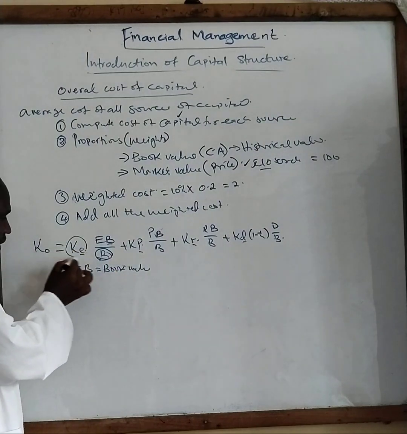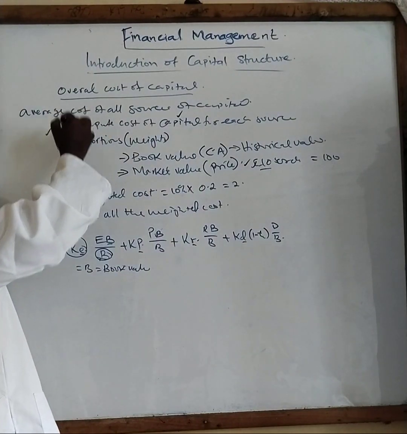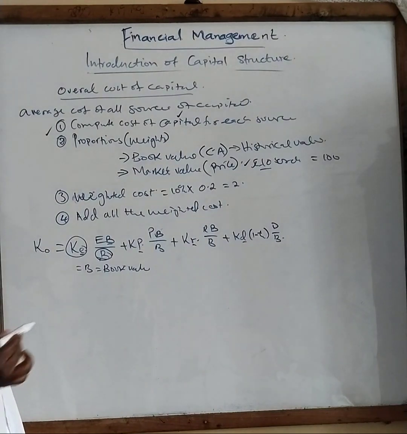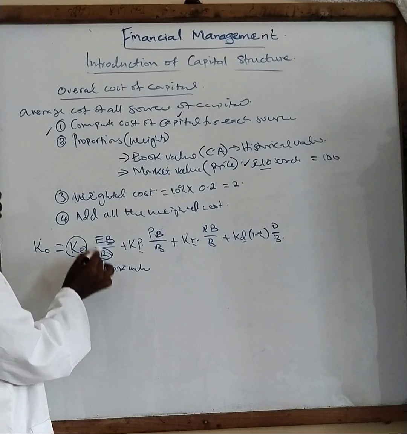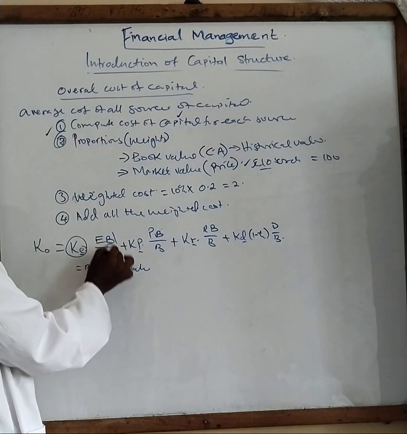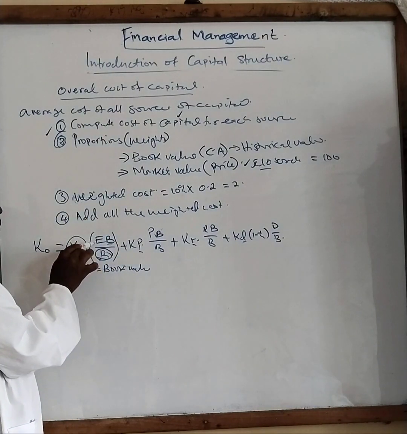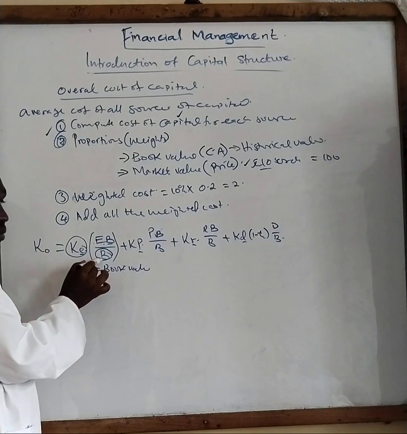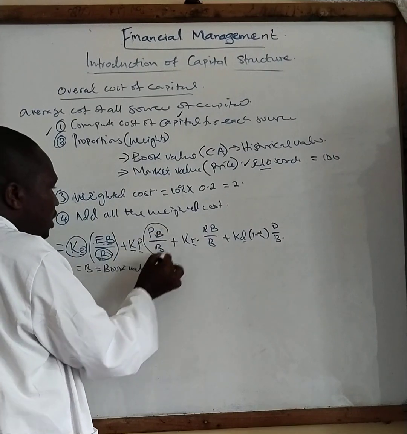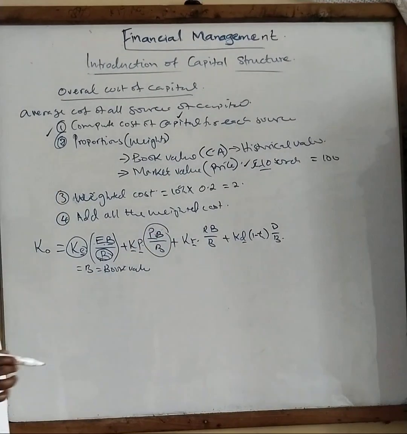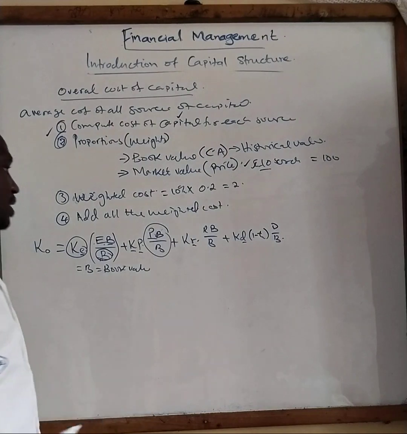Now, because I've calculated this from working number 1, this is my proportion here. I'm taking equity at book value divided by the total. Then the proportion for preference is the book value for preference divided by the total value, then you get the answer.